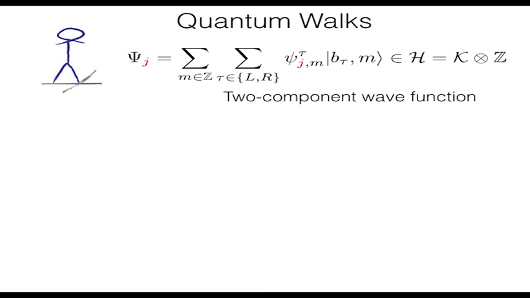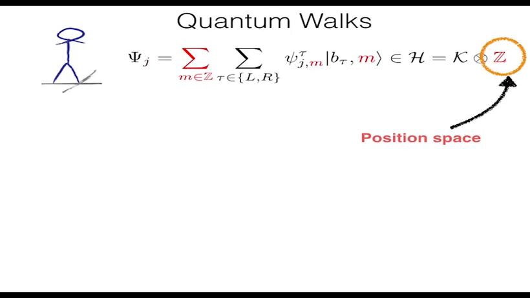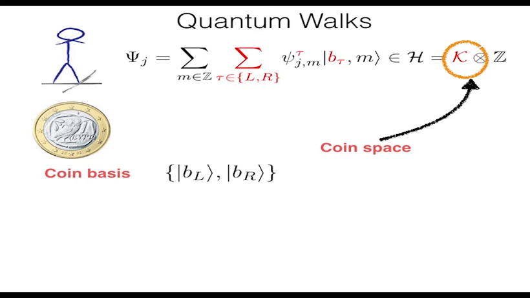More formally, our quantum walk can be represented by a two-component wave function at each time step j. It lives in a composite Hilbert space, where z is the position space and kappa is the coin space. Let me consider just a two-dimensional coin space. This is absolutely generalizable to an n-flavor, n-internal-state wave function. But let me just consider this case.